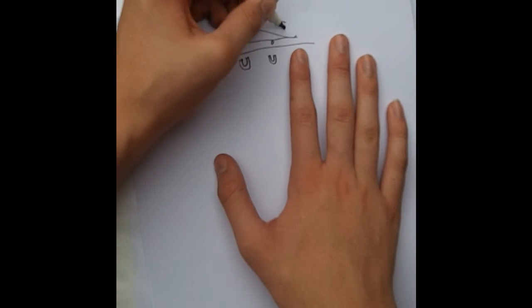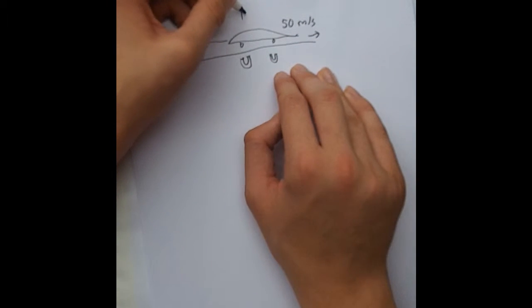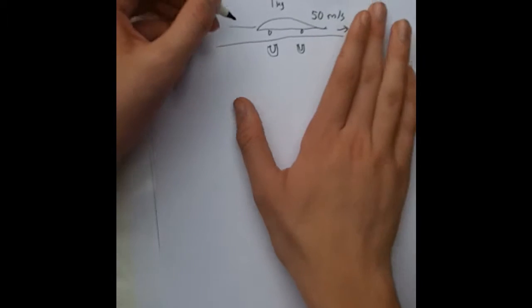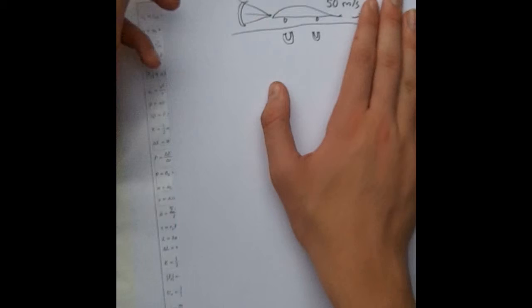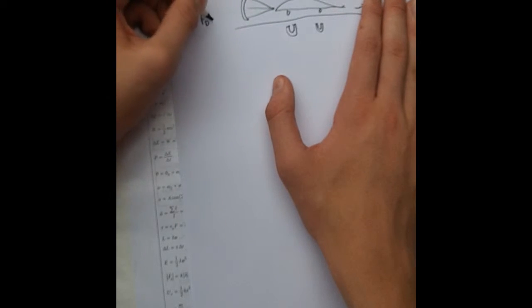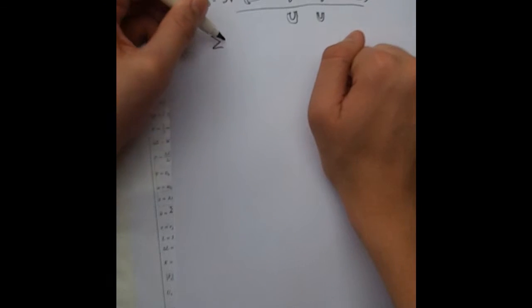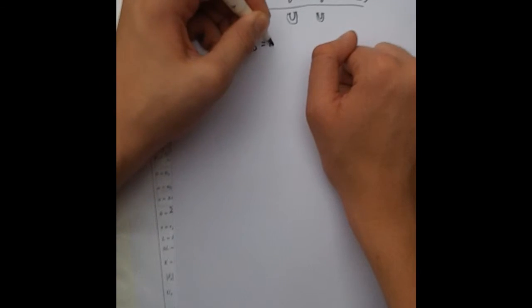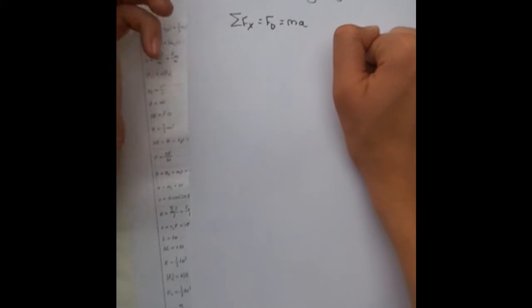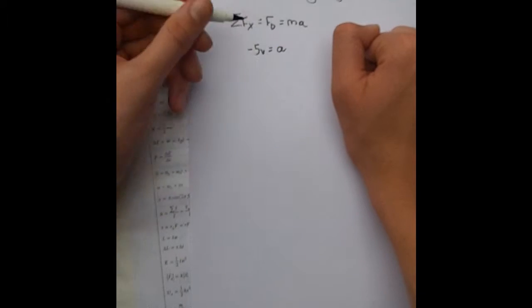So its initial velocity is 50 meters per second that way. And then it weighs 1 kilogram because it's magical. And then it's got a parachute attached to it, which is the car and parachute combo has a force of drag equal to negative 5v. So we can do our sum of forces in the x direction, which is equal to force of drag equals mass times acceleration. So negative 5v is equal to acceleration, because mass is 1.